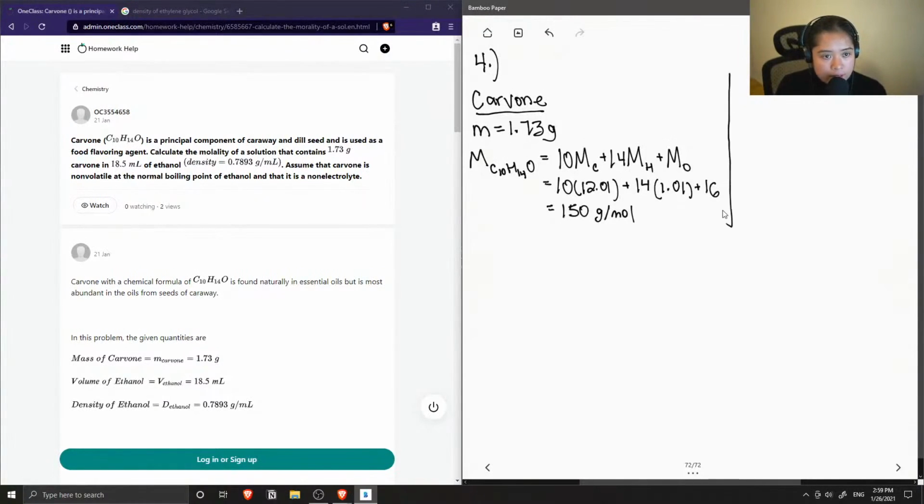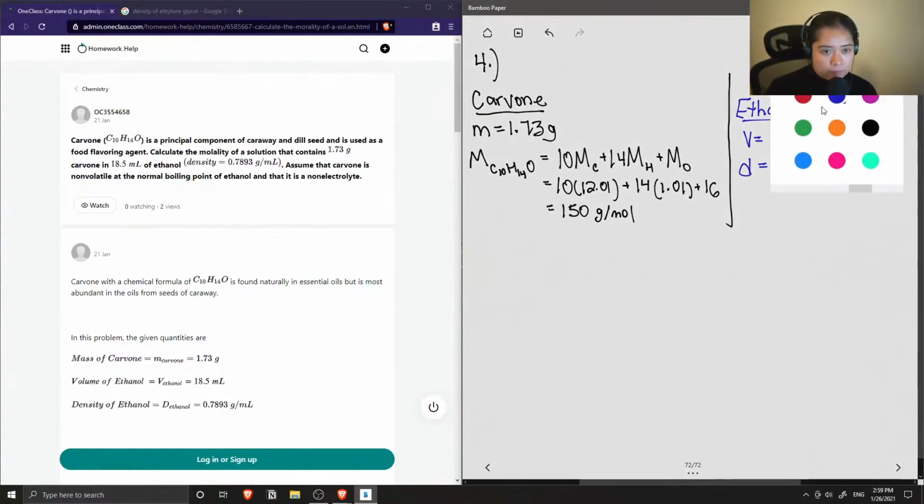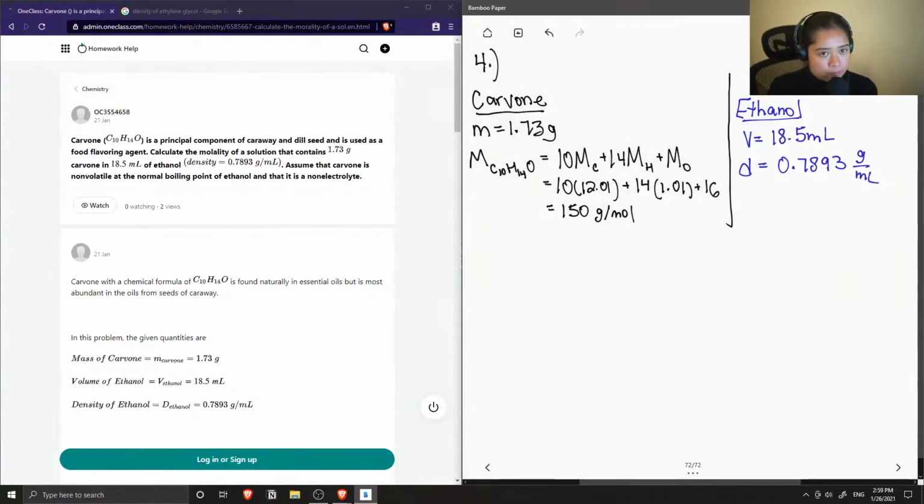And on this side, I'm just going to write down everything given for our ethanol. We know that the volume of ethanol is 18.5 milliliters. And we're also given the density of ethanol as well, 0.7893 grams per milliliter. Okay, so let's use a different color and start answering the question.